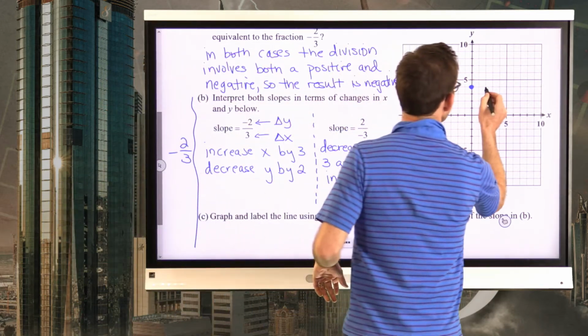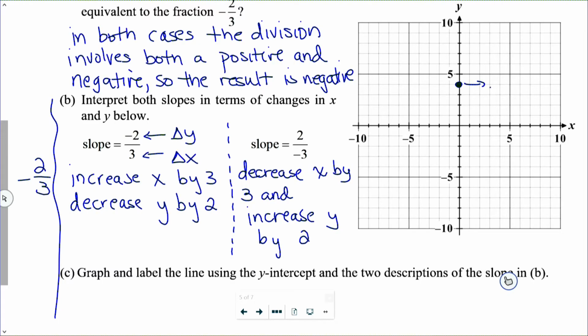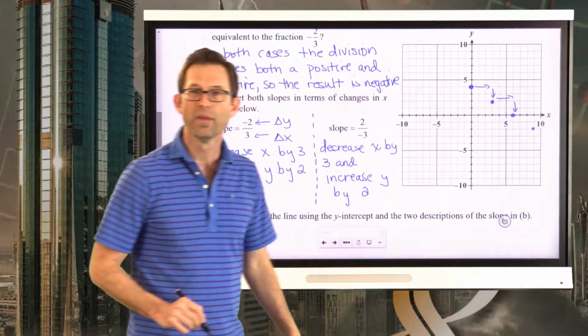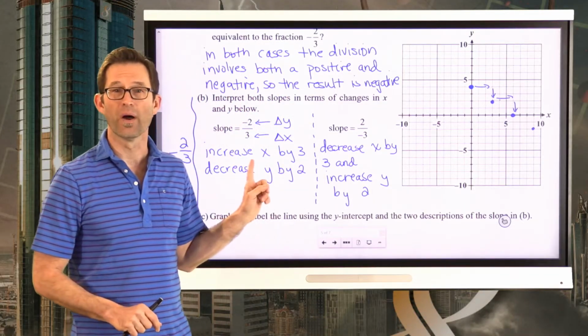So what will that do? 3, 2 puts me right there. So that's interpreting it this way.